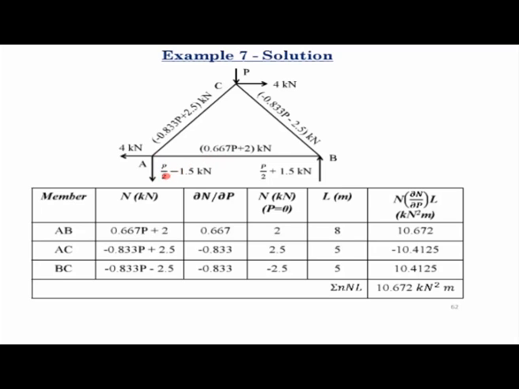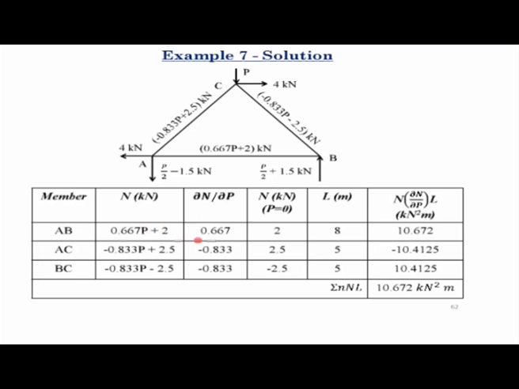And now this is what I wanted to show you. The support reaction here would be P by 2 minus 1.5, and here it will be P by 2 plus 1.5. And also the member forces in the three members would be functions of P. So it is minus 0.833 P plus 2.5, minus 0.833 P minus 2.5, plus 0.667 P plus 2. So these are the member forces due to the external load and that load P. So now this N is the actual member force due to the external loads and the P. So all of them are functions of P.